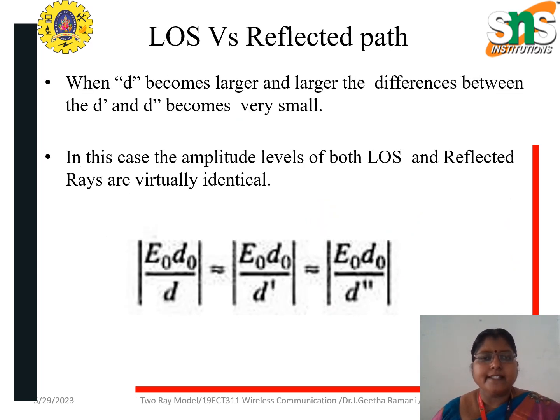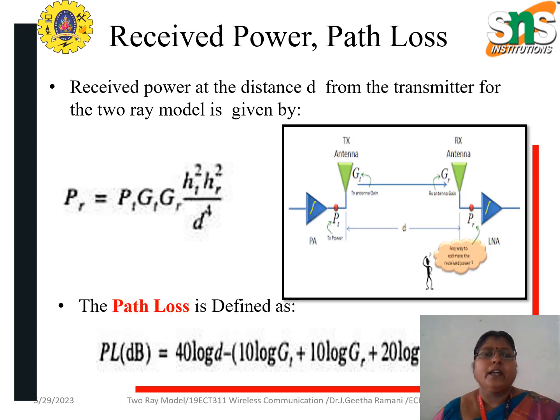And when the distance between the transmitter and the receiver, that is D, becomes very large, the difference between D dash and D double dash becomes very small. That means all of them will be equivalent to each other. So in this case, the amplitude levels of both the line of sight and reflected path are virtually identical. So we equate the magnitude part of all three equations. This is the basic equation, this is the equation for your line of sight, and this is the equation for your reflected path. So the magnitude will be almost equivalent.